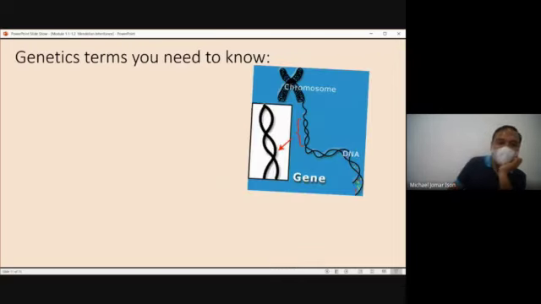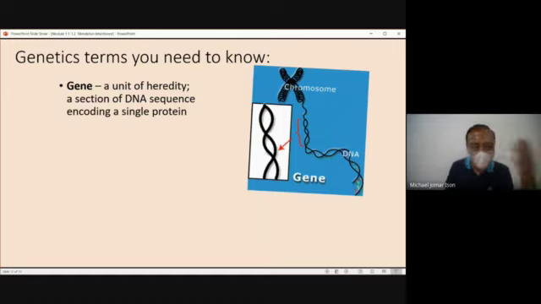Another term that we have to take note of is gene, the unit of heredity, a section of DNA sequence encoding a single protein. So a stretch of DNA, and there will be sequences in the DNA that will be coding for RNA and later a protein, and that is what you call a gene, a unit of heredity.